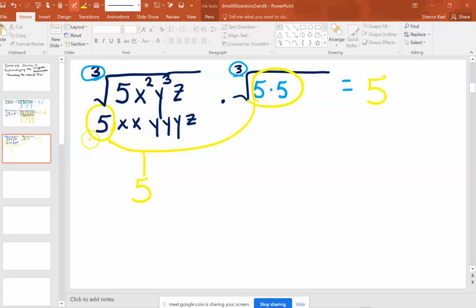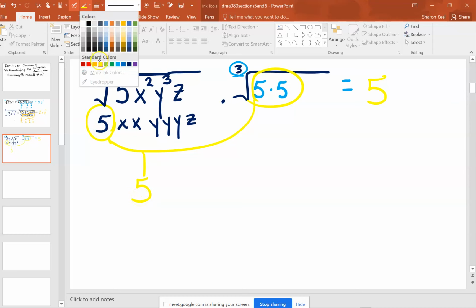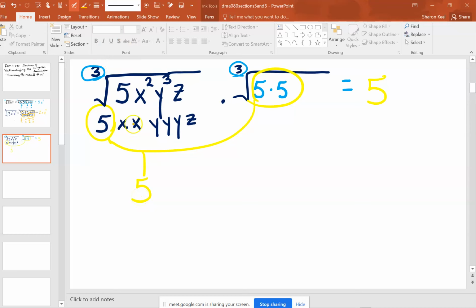So if I have 1, I need 2 more to have my total of 3. Let's look at the x's. For the x, I have 2 x's. I need 3 for it to come out, so I only need 1 more x here. So if I have 2 x's, this 1x, they now can come out as an x because I have a total of 3 x's. For my y, I have 3 y's.